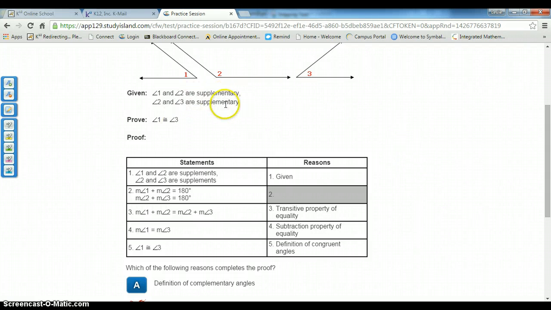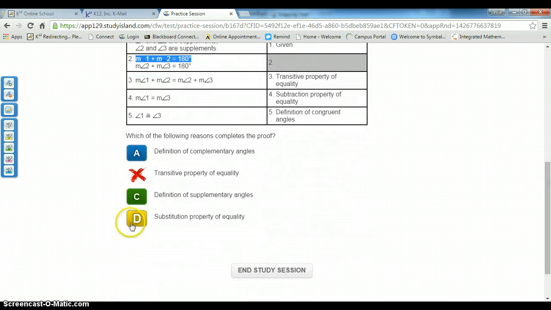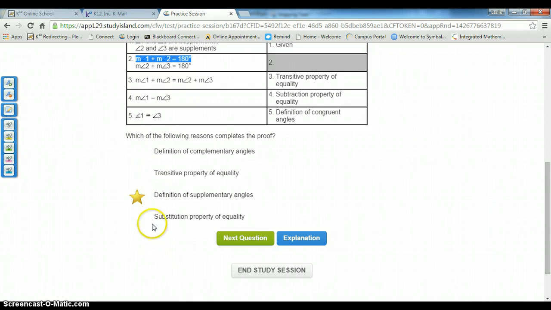Given that they're supplementary. So here it's saying the measure of angle 1 plus, so what we've already seen before, when you add the measures together and get 180, because they're supplementary, that is the definition of supplementary angles, which I totally selected the wrong one on accident, trying to see what my time was.